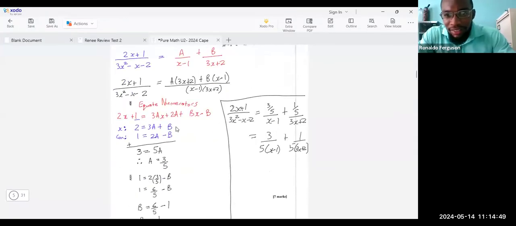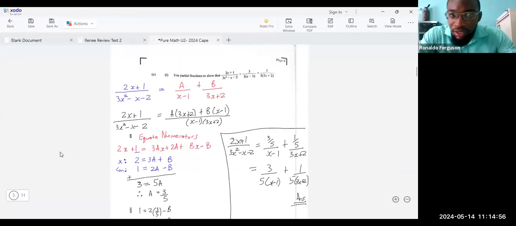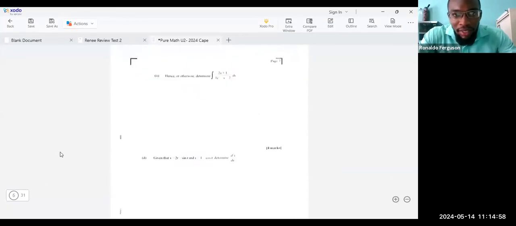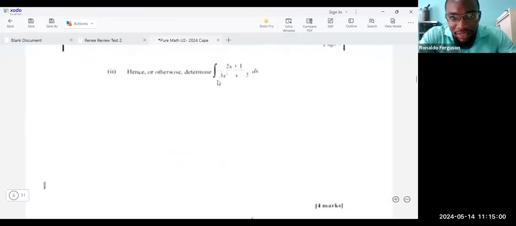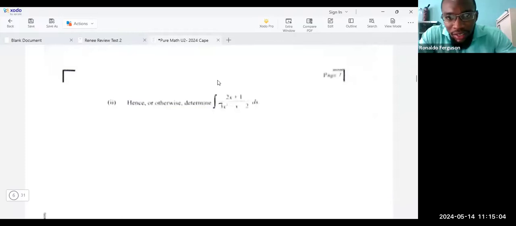So right, that's 7 easy marks. We'll take that, right? 7 easy marks. We got what they asked for. Quite easy so far. Hence, they're going to ask you to integrate it. Hence, integrate. Let me try to write it out. Hence, integrate 3x squared minus x minus 2.